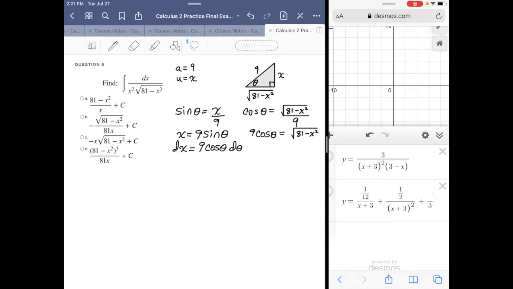All right, and so I can replace the x with this. I can replace the radical with this, and I can replace the dx with the 9 cosine theta d theta.